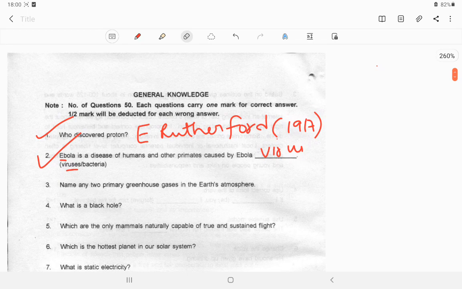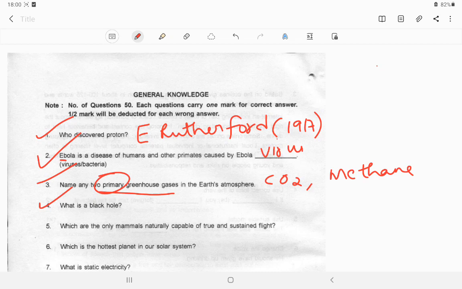Next, name any two primary greenhouse gases. The primary gases that directly promote the greenhouse effect are one, CO2, and another, methane. You can write this down.